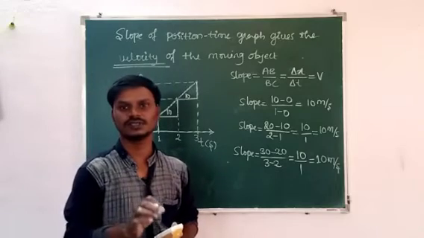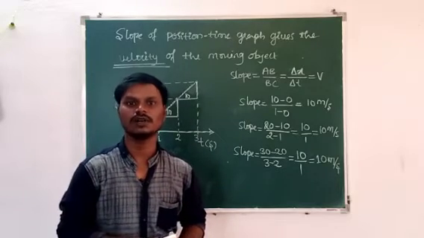The slope of the position versus time graph gives the velocity of the object. Okay.